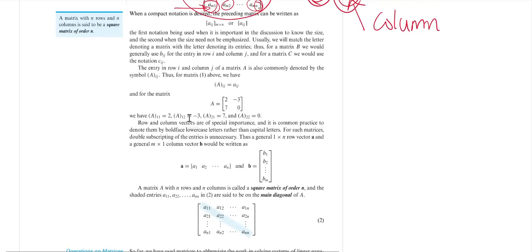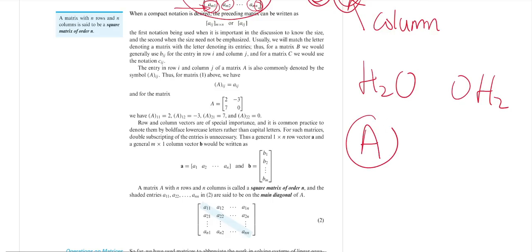We kind of have to follow the conventions because otherwise it's going to be very confusing, just like in chemistry, right? For water, we write H2O, and if you write OH2, it's going to confuse a lot of people. So make sure you use the conventions. Use capital A for a matrix, and then for the entries of the matrix, you usually write A_ij.